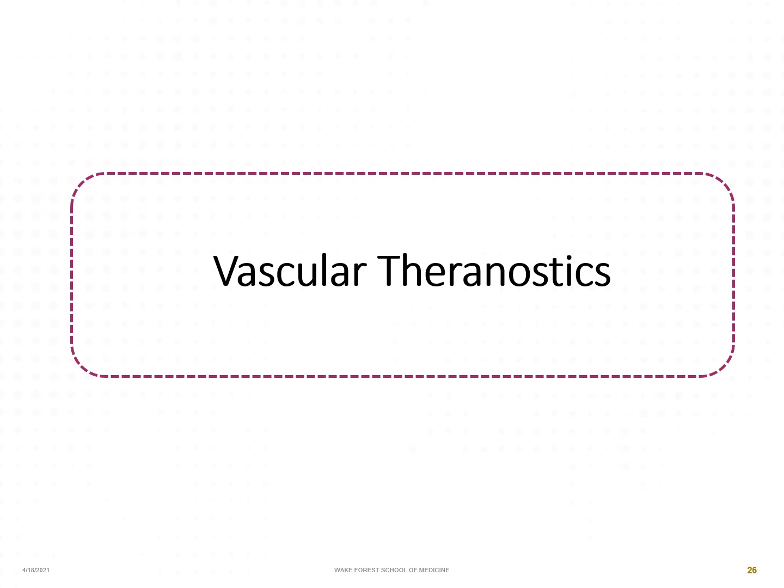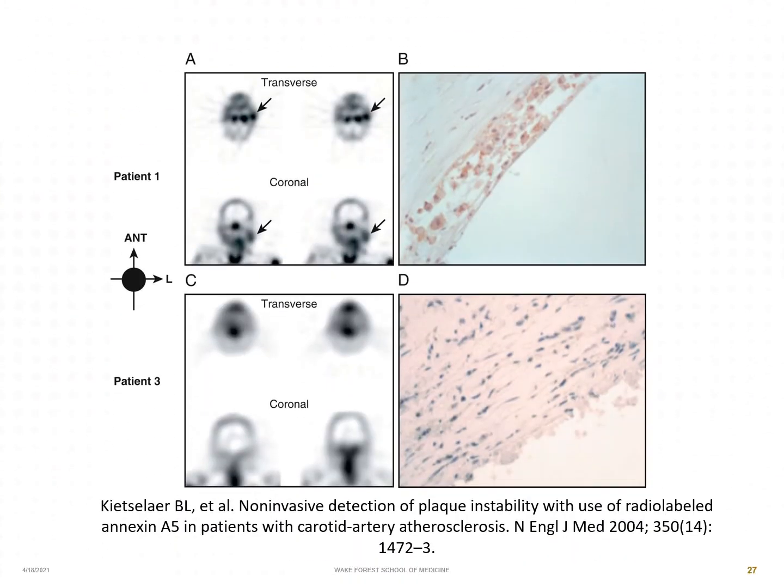What about vascular theranostics? Well, annexin 5 can also be used to document the instability of some plaques where there is an activation of the apoptotic process. On this slide, on the top left, you can see a significant uptake of annexin 5 in this patient with a carotid stenosis with plaque instability. In contrast, in the lower left portion of the slide, there is no significant annexin 5 uptake in this patient who also had a carotid stenosis.